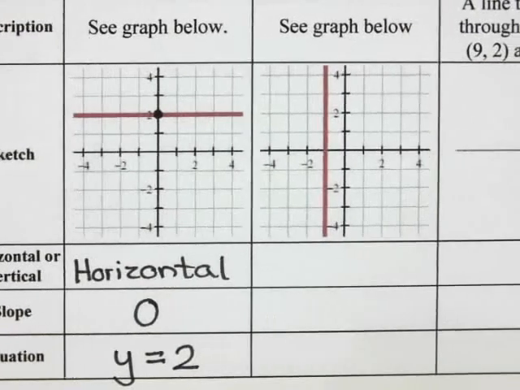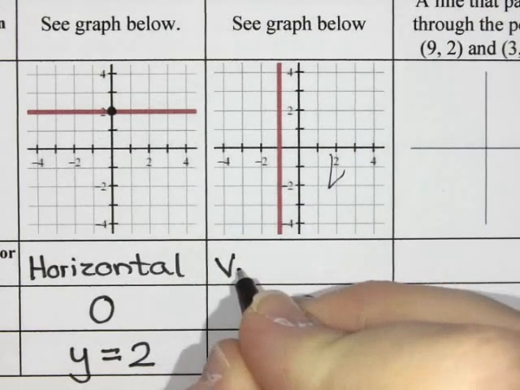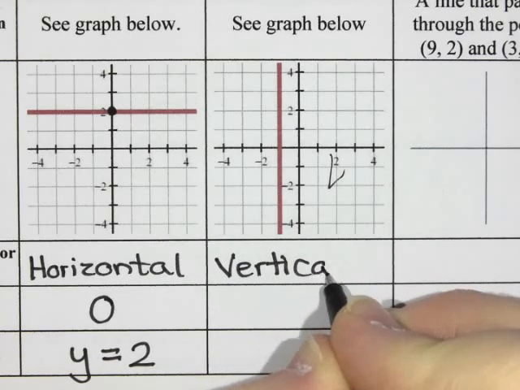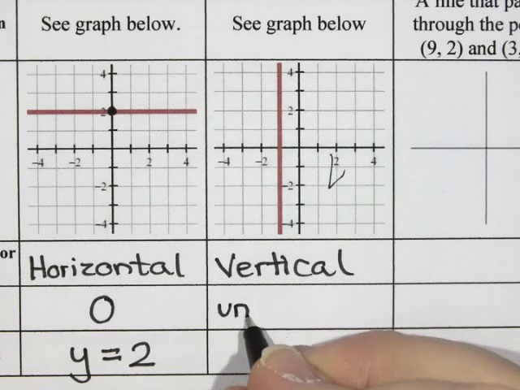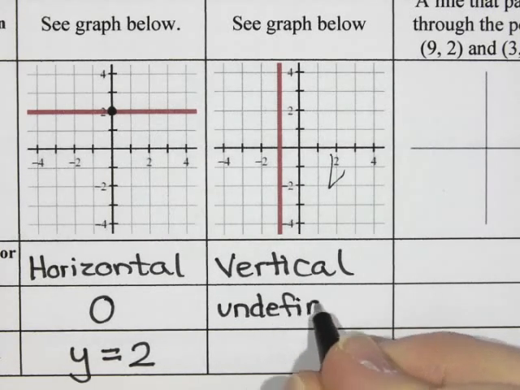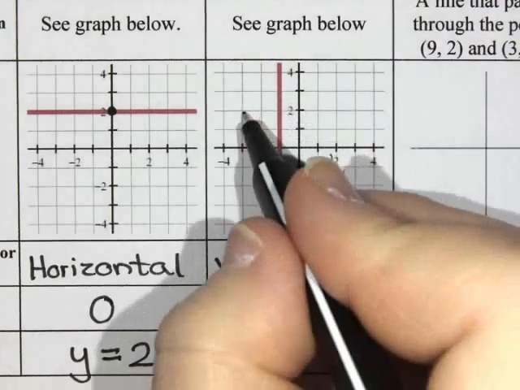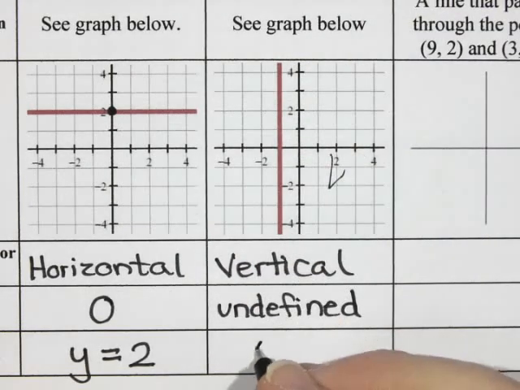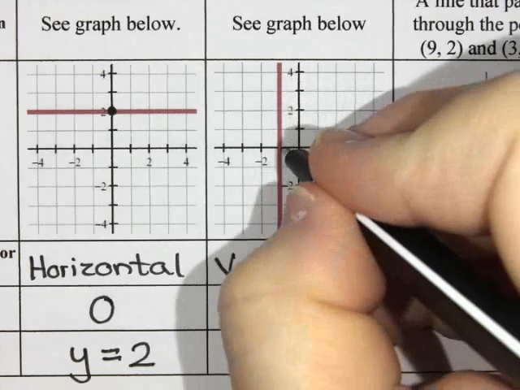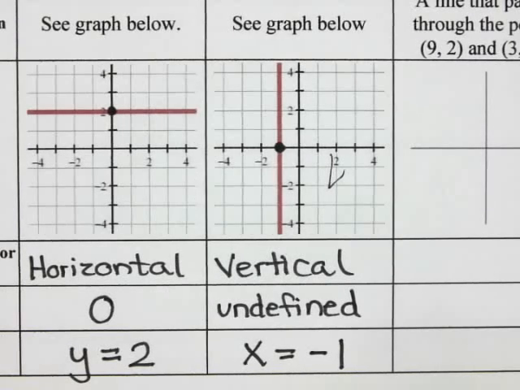All right, what about the next one? This one is definitely vertical. It is going up and down. Vertical lines have slopes that are undefined or infinity. And the equation for this one, this does not cross through the y-axis. This one crosses through the x-axis. So it should be x equals, and it is crossing the x-axis at -1. So that's going to be x equals -1.